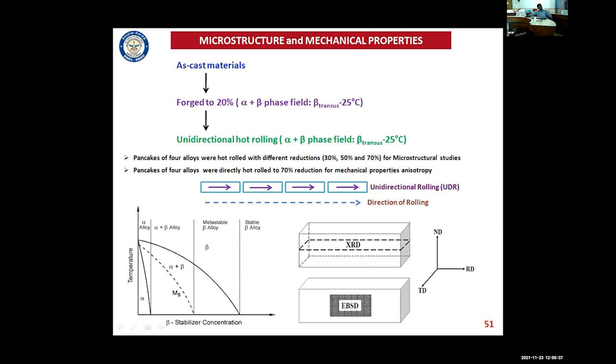You can see that this is the unidirectional rolling, and this is the direction of the rolling. As I said, this is the alpha plus beta phase field. This is the region, and these are the samples, and how I selected them for XRD, optical microscope, and then EBSD and so on.